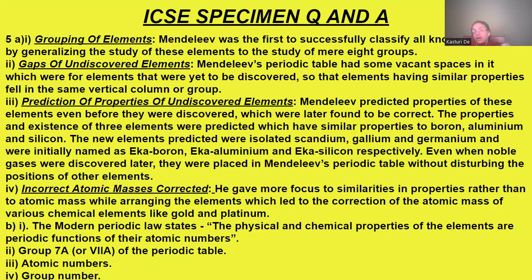The question asked is to state the modern periodic law. It states that the physical and chemical properties of the elements are the periodic functions of their atomic numbers. Okay. So the modern periodic law states that the physical and the chemical properties of the elements are the periodic functions of their atomic numbers. The halogens are placed in group 7A of the periodic table.